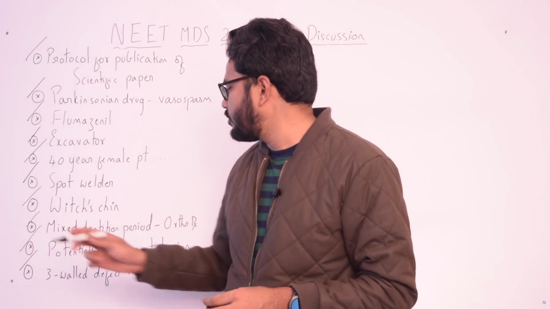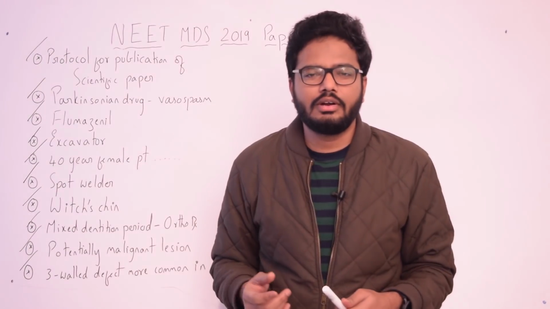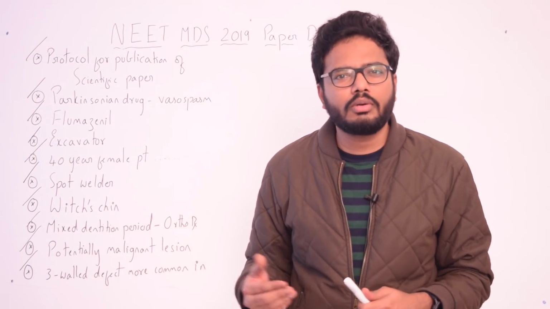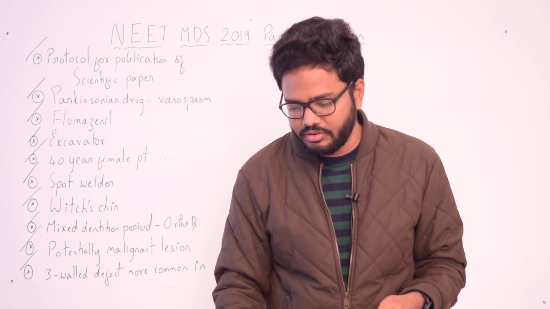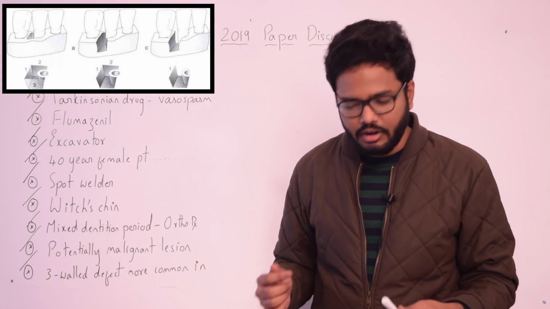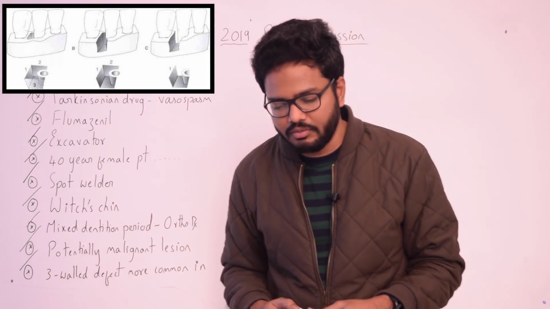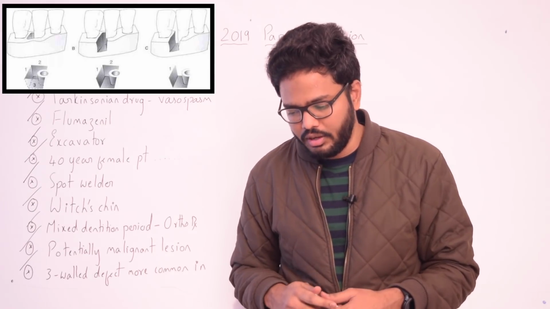Now moving on to the final topic, three-walled defect. Vertical defects are most commonly found in which of the following teeth? If you look into Carranza's, it's clearly mentioned that the three-walled vertical defect, originally called intrabony defect, appears most frequently on the mesial aspects of second and third maxillary and mandibular molars, right?